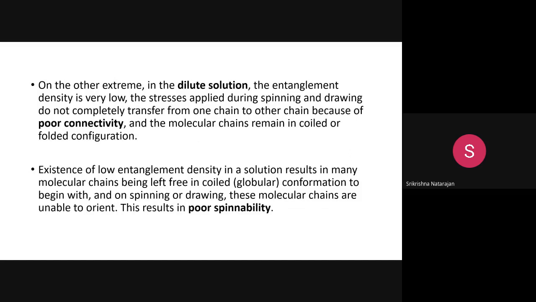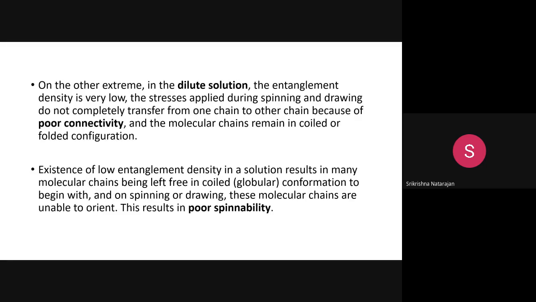If you make a dilute solution, for example, the entanglement density will be very low. If you take a small amount of polymer and dissolve it in a larger amount of solvent to make a solution, say 30% polymer in 70 ml of water, or 100 ml of solvent, and then do the spinning, the entanglement density will be very low. So that is also a problem.